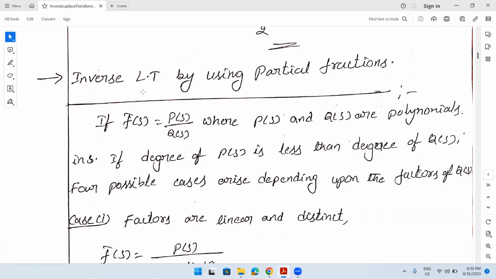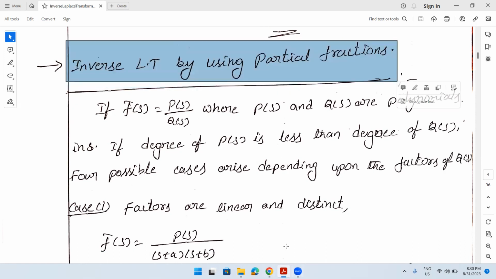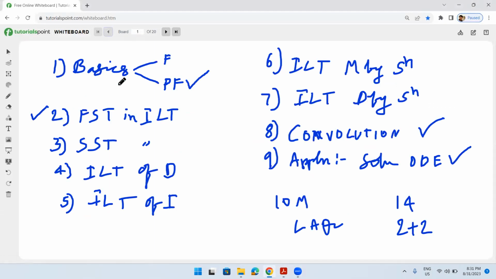Hello students, in the second video of the second part of the Laplace transform unit, we shall see inverse Laplace transform by using partial fractions. I told you the topics are basic. Under the basics, we have seen the basic formula. Using the basic formula, we have seen basic inverse Laplace transform problems. Now we shall see partial fractions.